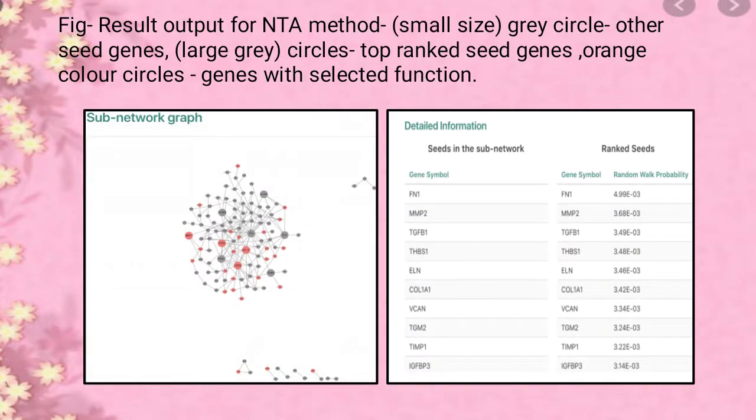This figure shows the result output for the NTA method. The small gray circles are representing the other seed genes, and large gray circles are for top-ranked seed genes, and orange colored circles are the genes with the selected functions. The graph here shows the retrieved or expanded network for the geobiological process enrichment results, and the table list shows us the information about the top 10 enriched geoterms, and this graph is obtained by using the random walk probability for the input seed. Then the relationship among the seeds is identified, and a subnetwork graph is retrieved as the resultant output.